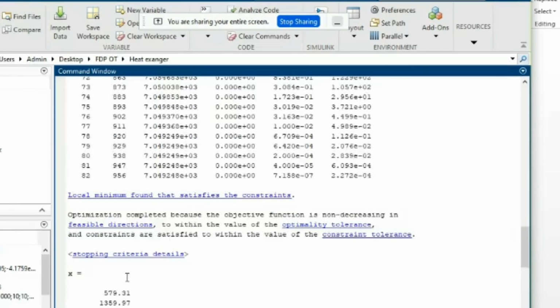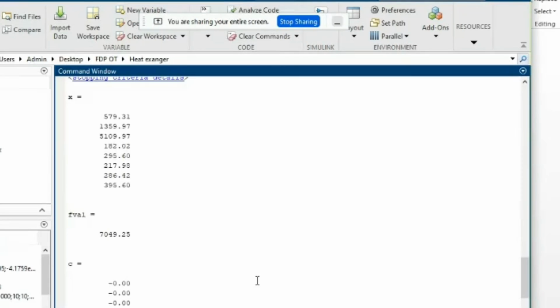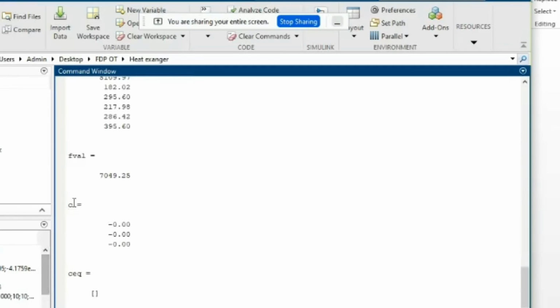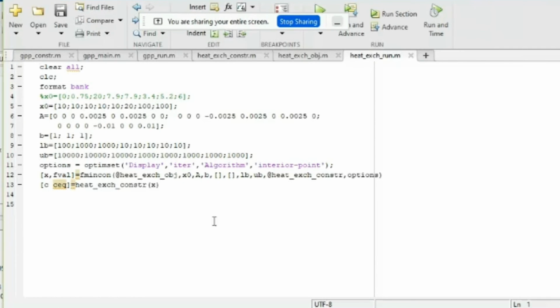In the run file, I gave format bank, so after the decimal point it displays only up to 2 digits, right? That is why the values here are very, very minor only. This is not 0, this is not 0, a value is there. Since I gave the format bank option, that is why it is displayed as the value of the nonlinear inequality constraints, right? Then again, another problem, if you see.